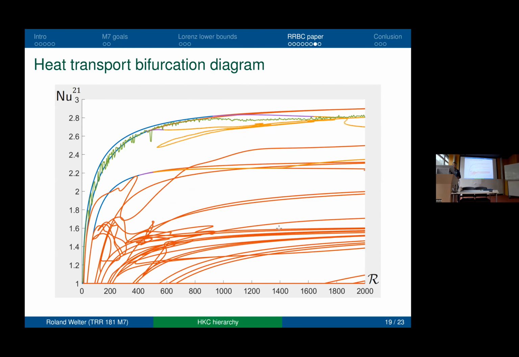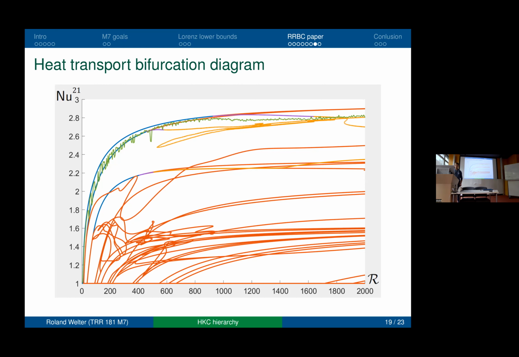Well, then I can describe this next plot too. So this next plot is a bifurcation diagram of the Nusselt number in the 21st HKC model. I chose this model because it was somewhat high dimensional, but also not so high dimensional that I couldn't make these computations.